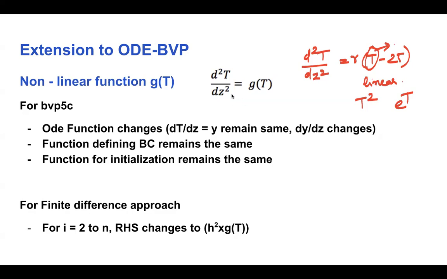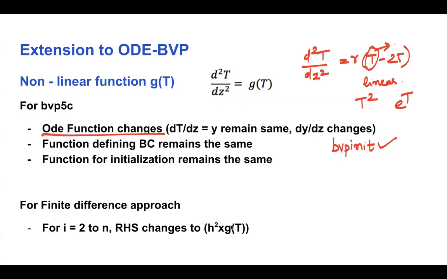So you know that for the boundary condition, nothing is going to change. I'm talking about BVP 5C. In BVP 5C, the function which had the boundary condition will remain the same. The function for initialization, that is wherever we used BVP init, that will also remain the same. But the only thing that is going to change is the ODE function. And how will it change?